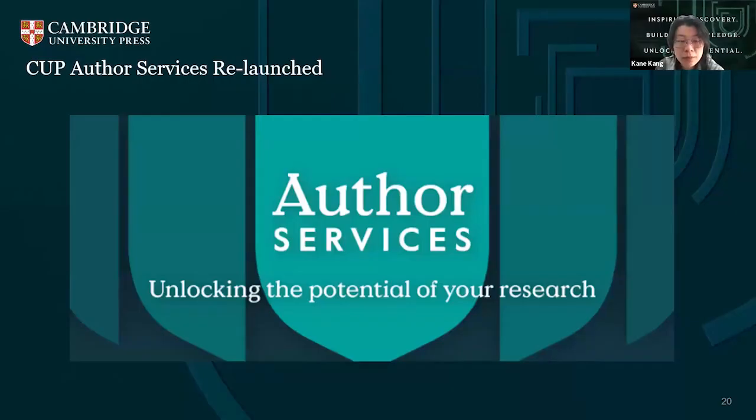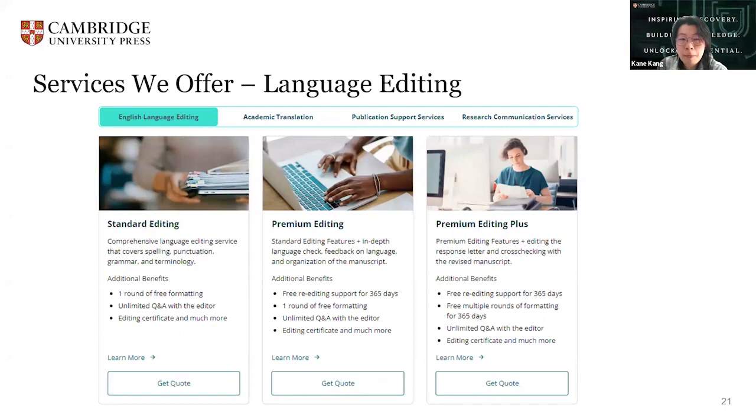So when we talk about the Cambridge University Press Author Services relaunched, we talk about language editing. It's part of the author services we offer. For English language editing, we have three main choices: standard, premium, and premium editing plus. So you can choose any of these based on your need to edit the paper language if you're not a native speaker. But if you don't need that, you don't need that.